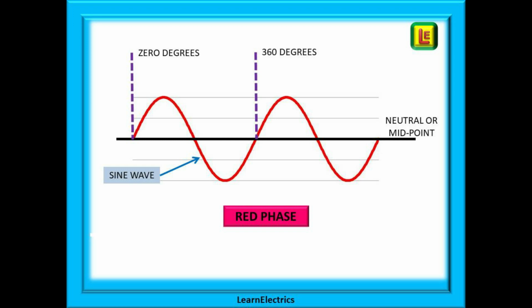Beginning with the red phase, we can see that one cycle of voltage generation is a full 360 degrees of rotation. The voltage fluctuates smoothly about the neutral or midpoint. This particular waveform is known as a sine wave. The shape of the sine wave shows by how much the lines of flux are cutting across the coils, and hence the size of the voltage generated.